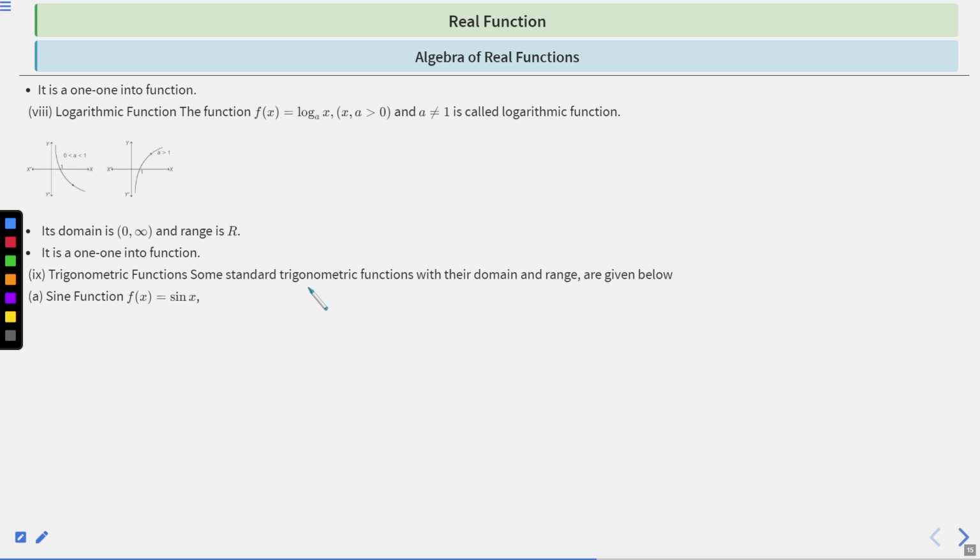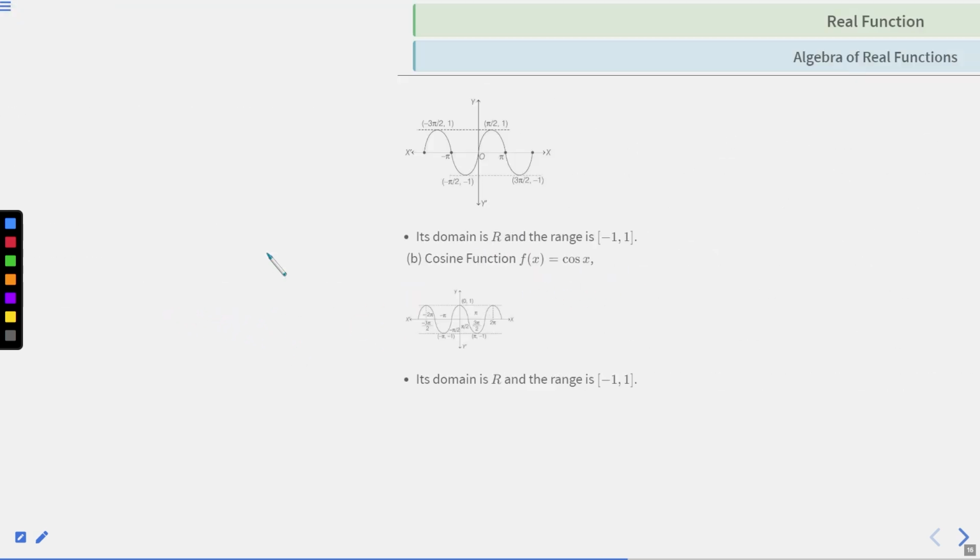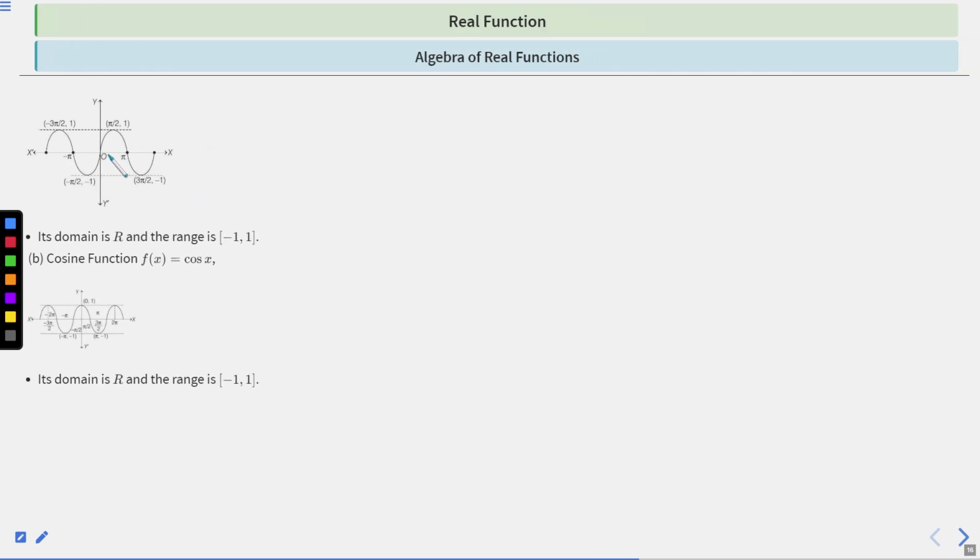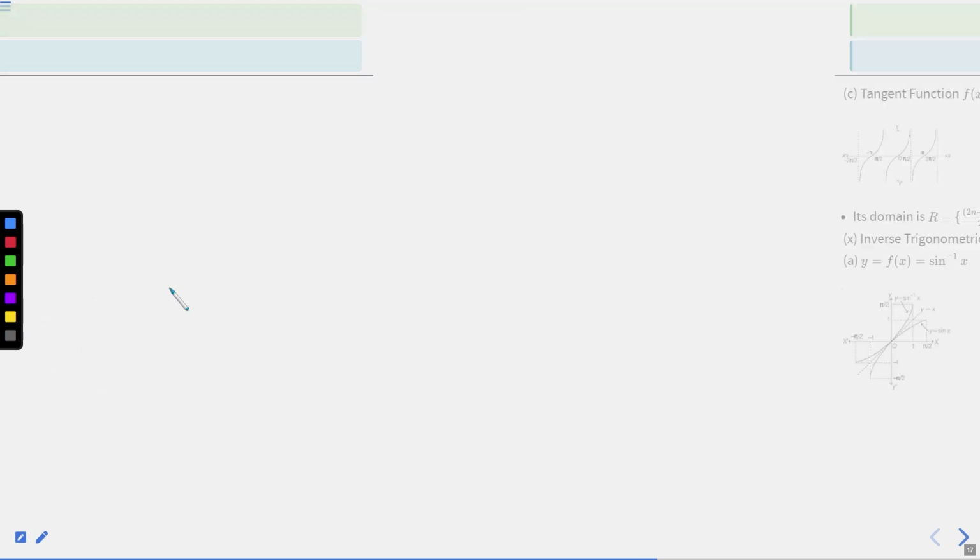Next are trigonometric functions and some standard trigonometric functions. The standard trigonometric functions with their domain and ranges are given below. First is the sine function, f(x) = sin x. The graph of y = f(x) = sin x is basically like this. Its domain is all real values and range is from -1 to 1. You can see that the graph is lying between -1 and 1. Cosine function, f(x) = cos x. Its domain is all real values and range is again -1 to 1.